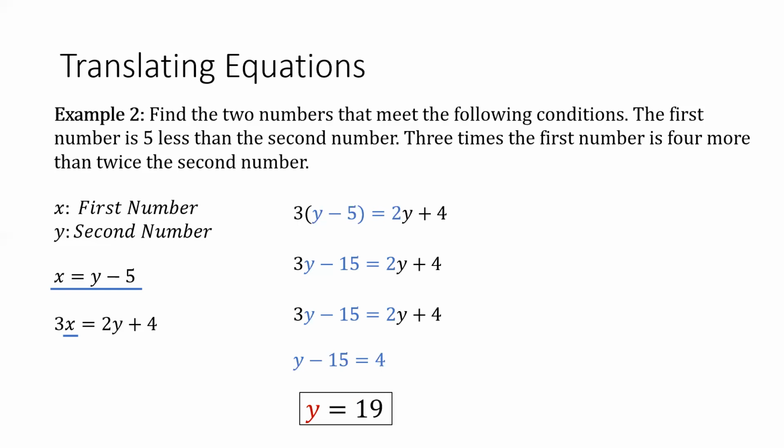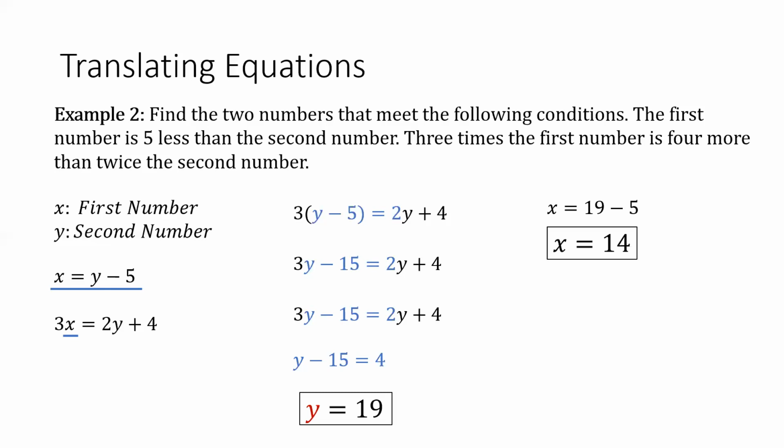Now it's a system of equations, so I've got to solve for my x as well. I plug my 19 into my first equation. Subtract 5 from 19, I get x is equal to 14. Now what I could do is look back at my equation and try to figure out what it means in the context of the problem. But it's numbers. So I found numbers. My first number is 14. My second number is 19. That's honestly about as clear as I can get.